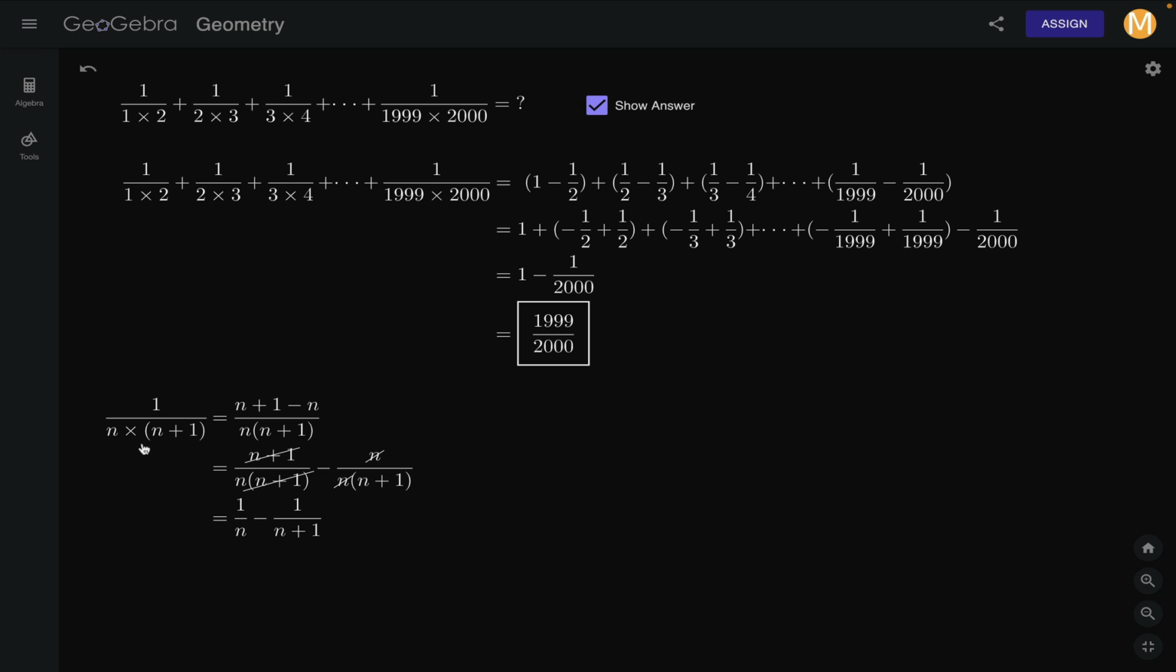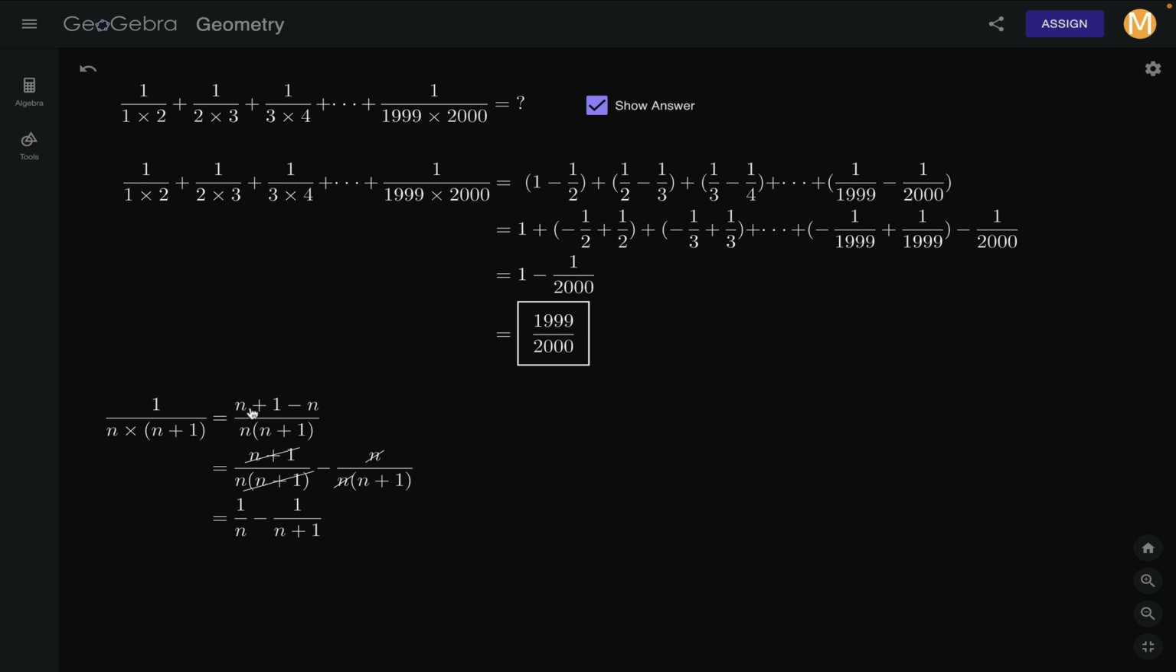When we have the sequential multiplication denominator, we can split it into 2 like this. We have a 1 on the numerator. We can add and subtract n minus n here. N plus 1 minus n, n cancels out with n, and remaining is the 1, and so this fraction is same as this.